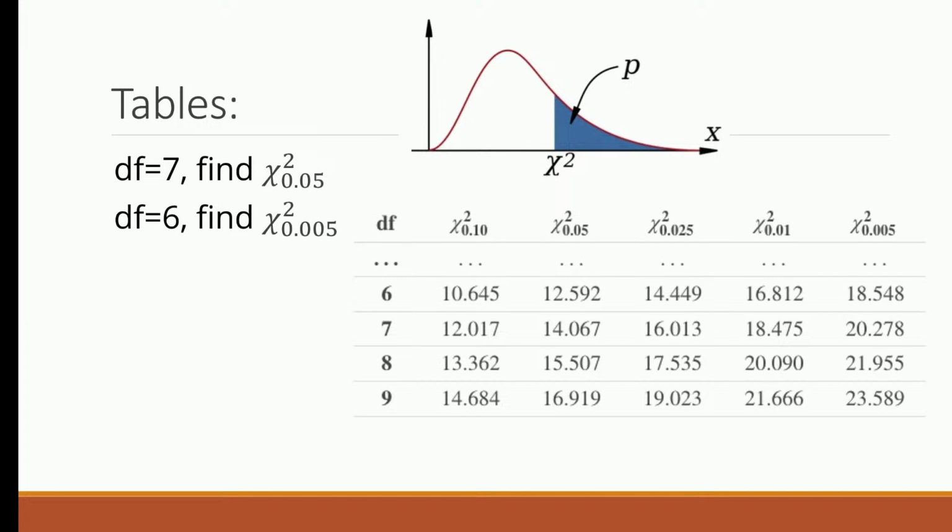So this is a table of critical values. What that means is this is the cutoff. If you're interested in an alpha level of 0.05, for example, and you have 7 degrees of freedom, then the cutoff is about 14. That would be here on that curve, and the 0.05 would represent this area here.